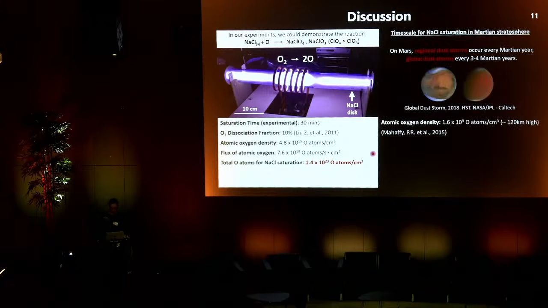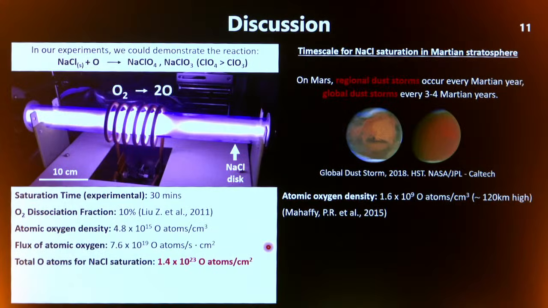Then, thinking about the Martian atmosphere, I'm going to assume current values for atomic oxygen density. I'm using this value from a paper from Mahaffy and collaborators from 2015. And this is the atomic oxygen density for an altitude of 120 kilometers high.